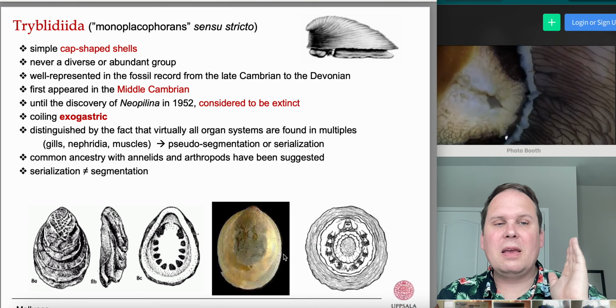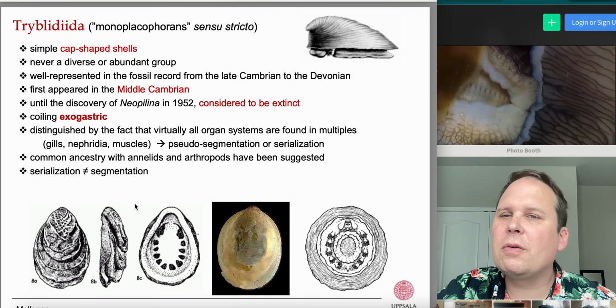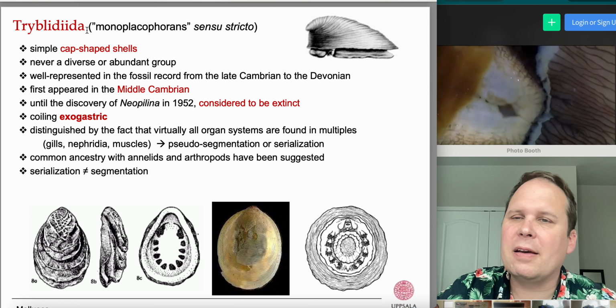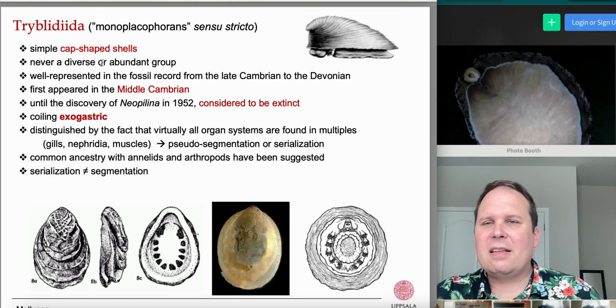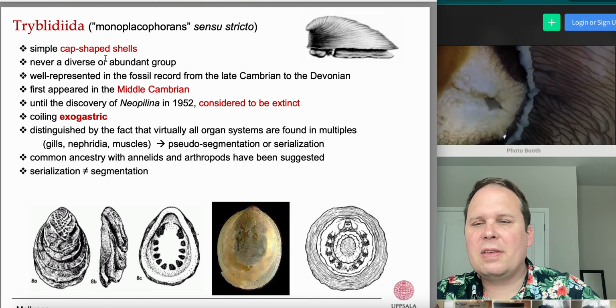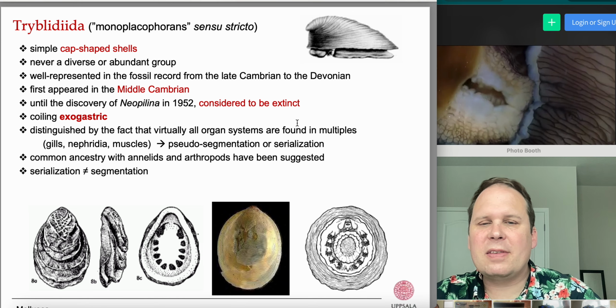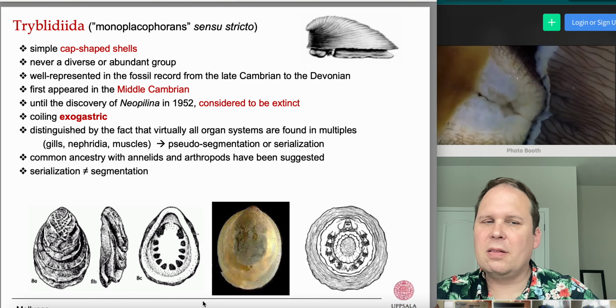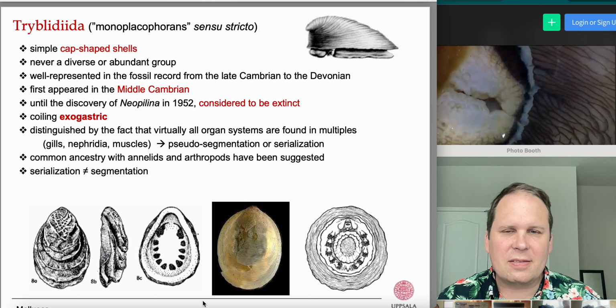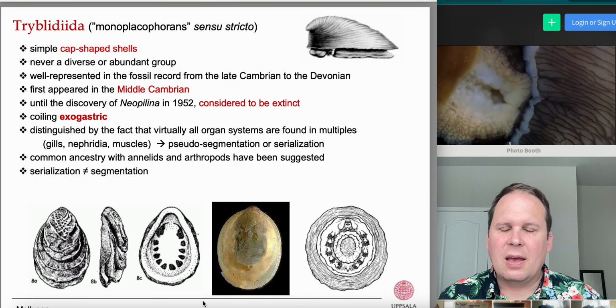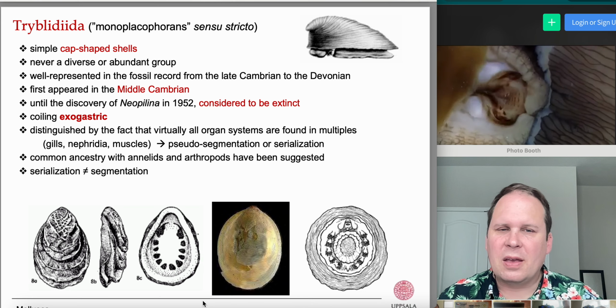Now let's go to the monoplacophorans. So they're in a group called the Triblidida. Triblidida, I guess is how you would say that. And these are the real monoplacophorans, and the shell just looks like the shell you would get on a limpet or one of those slipper snails that you get, particularly on the East Coast.